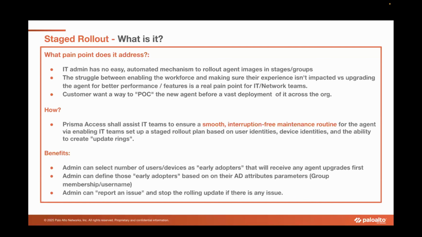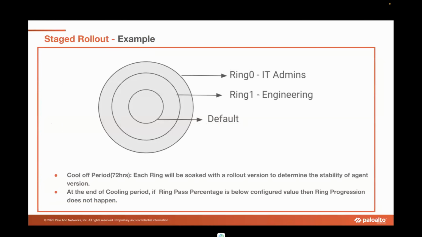So that is about the staged rollout feature as such. This is a diagrammatic representation. Say I have ring 0 with IT admins, ring 1 with engineering, and then of course the default ring where I include all the other people, and then I go ahead and schedule the staged rollout. This is just an example of a use case.